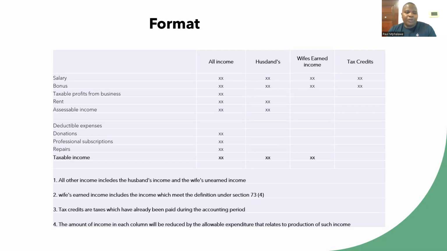So another aspect is professional subscriptions. If you are, say, an engineer and you pay subscription to an engineering body that is registered, so that subscription is an allowable expense for tax purposes. Same with repairs. You've got a house that you're renting out and you spend money to maintain that house to a good level, then that expenditure is also allowable for tax purposes.